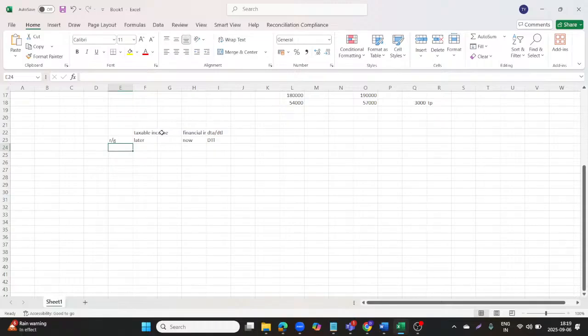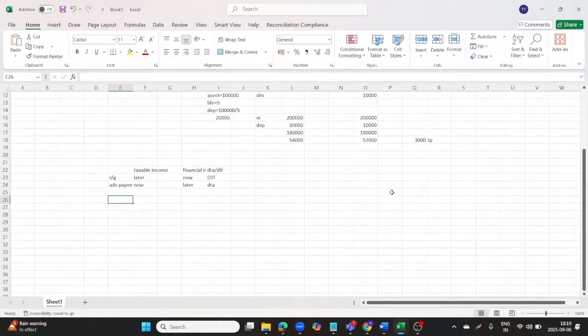Now suppose an advance payment is there. In this case also, taxable income will give you a deduction now, and financial income will give you the deduction later, so a deferred tax asset will be created. So you have to decide when a deferred tax asset will be created and when a deferred tax liability will be created. If, as per income tax, you have to pay more tax now, in future you will get the benefit. That means this 3,000 is your deferred tax asset, and vice versa is the case.